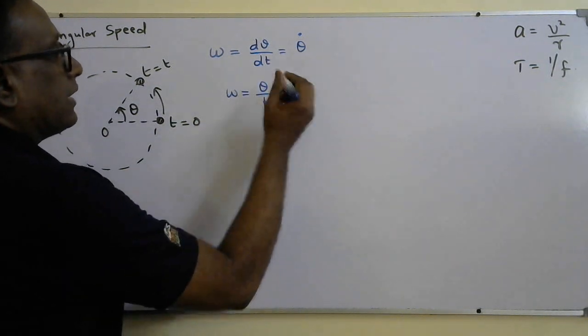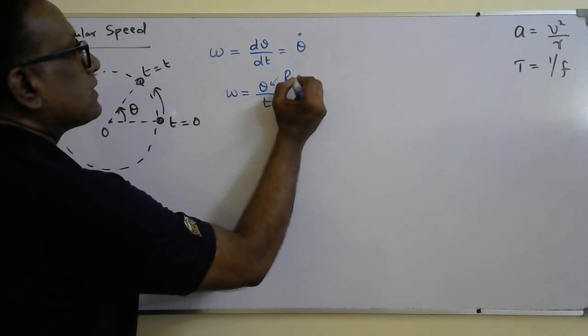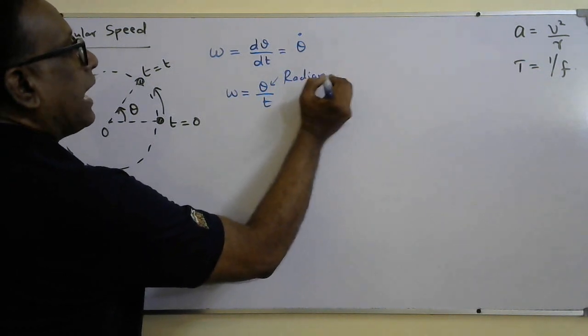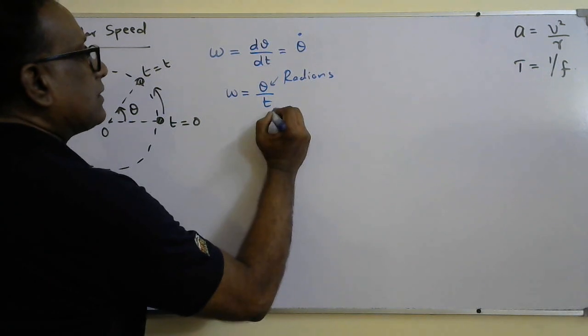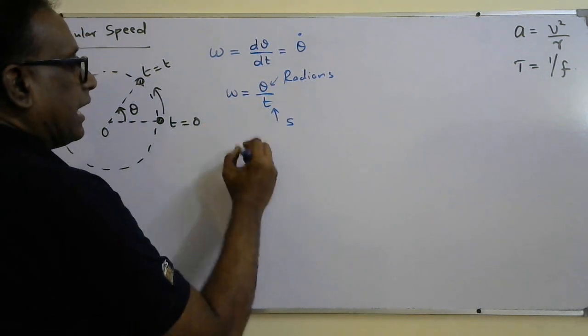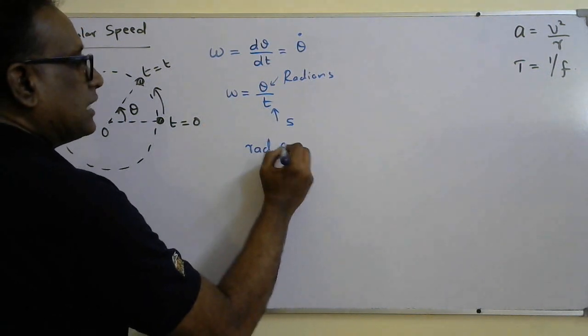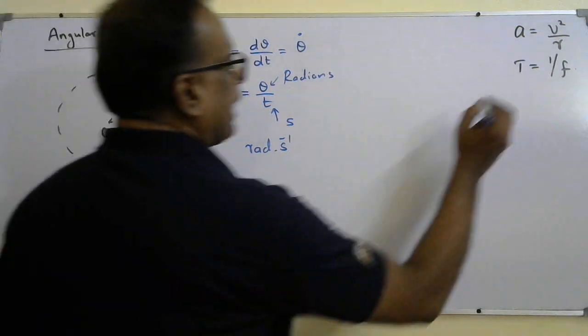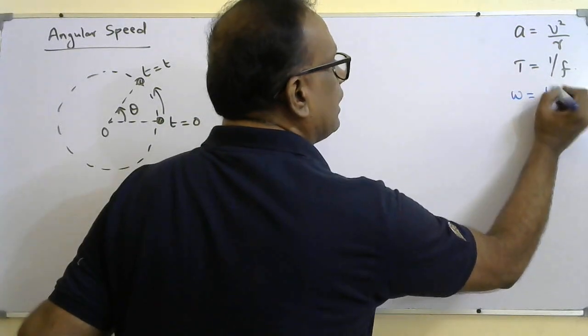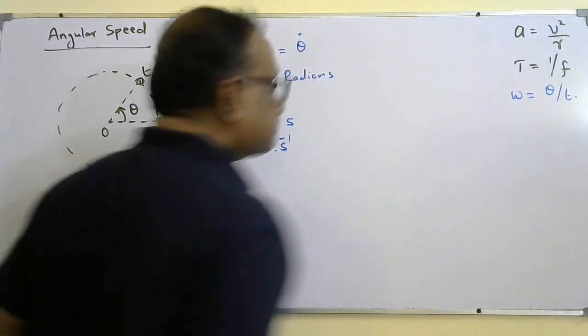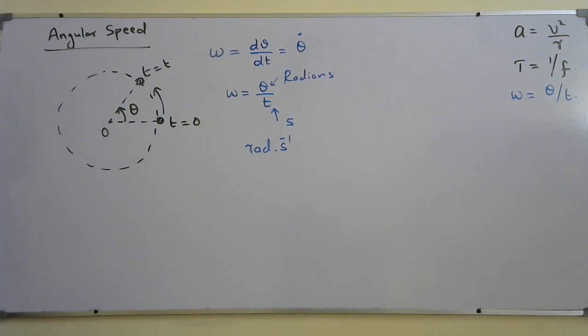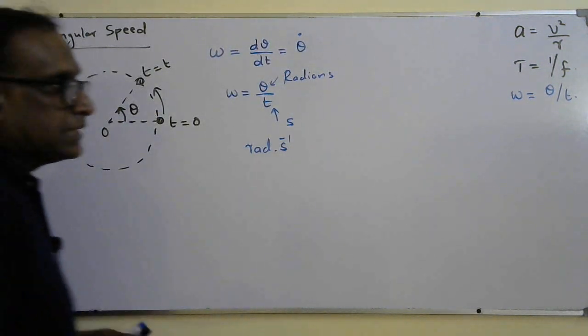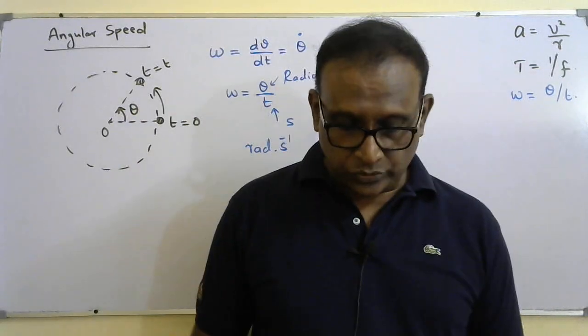Theta should be in radians, and t should be in seconds. So the unit of omega is radian per second. So the third equation: omega equals theta over t. All syllabuses use this one. Edexcel, Cambridge, International Baccalaureate, they all use this equation.